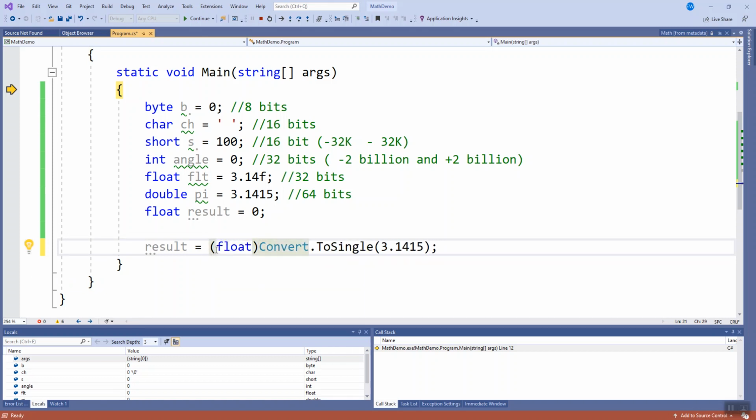Or use the Convert class. If you are going from a smaller data type to a larger data type, you should not have to worry about it. The compiler will handle it for you. So there you go. That's how to use the math library, and that is also how to do type conversions using the cast operator.